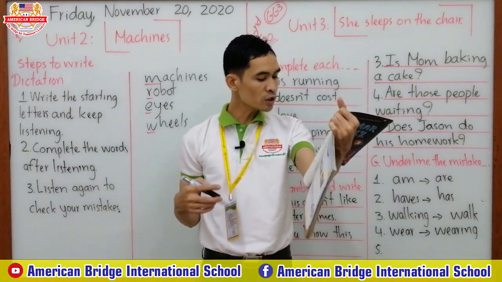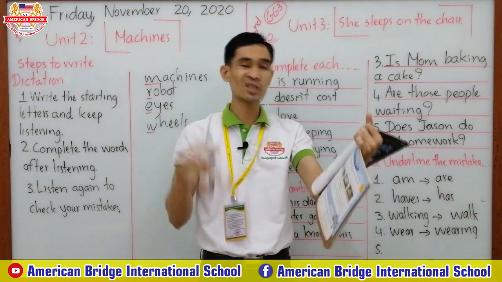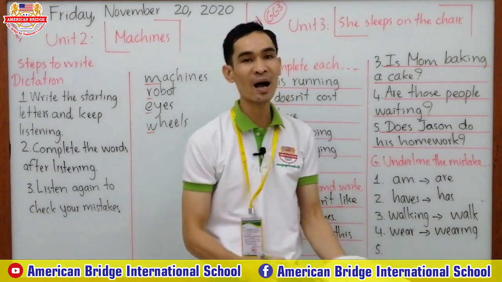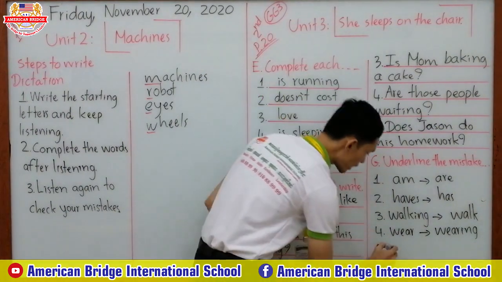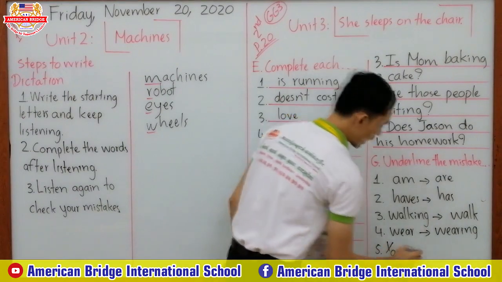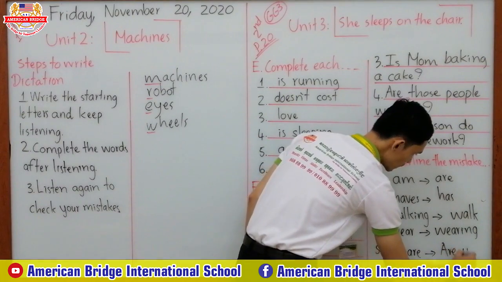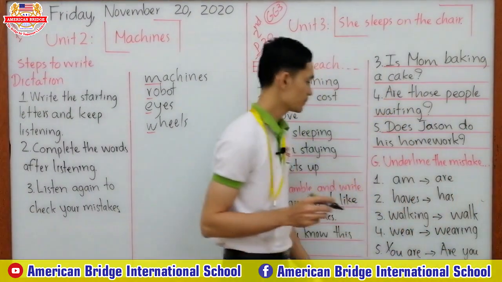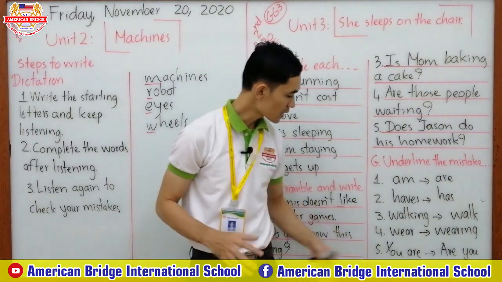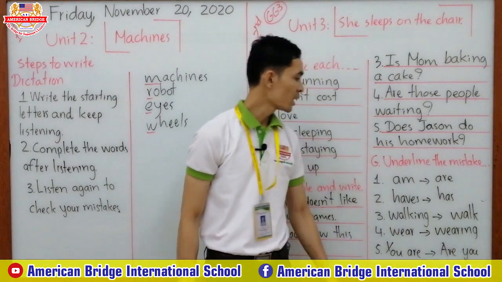You are watching the show. Yeah, you are watching the show, but with a question mark. So where is the mistake? It must be you are, right? Okay, you are is the mistake. You underline you are, and then you change to are you, okay? Because this is the question form. So you change to are you.